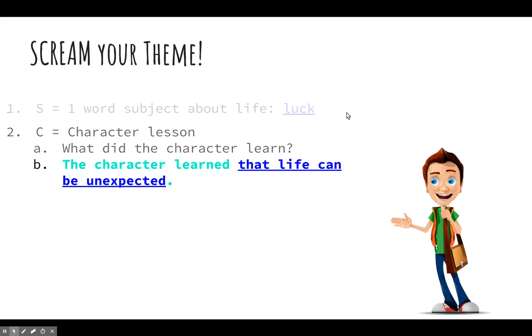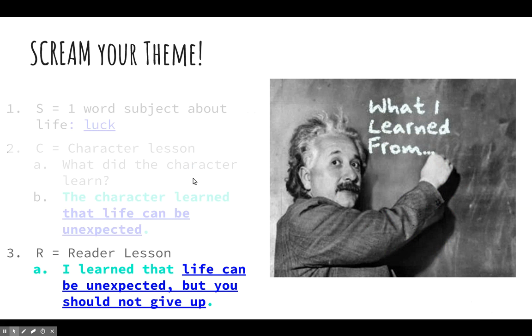Our next step is C. C is character lesson. What did the main character learn? The main character learned that blank. Fill in the blank. If our subject is luck, then we know our character lesson is something about luck because we're just narrowing that down. That's all. So 2B has a sentence frame for you to use. The character learned blank. What did the main character learn as a result of the story?